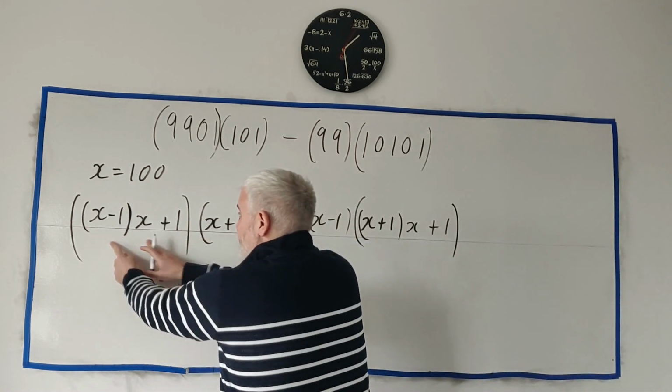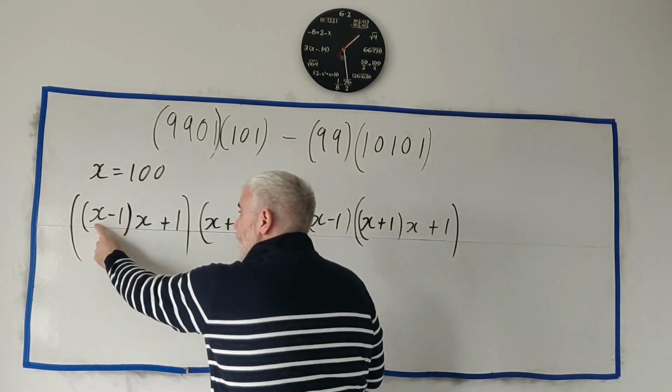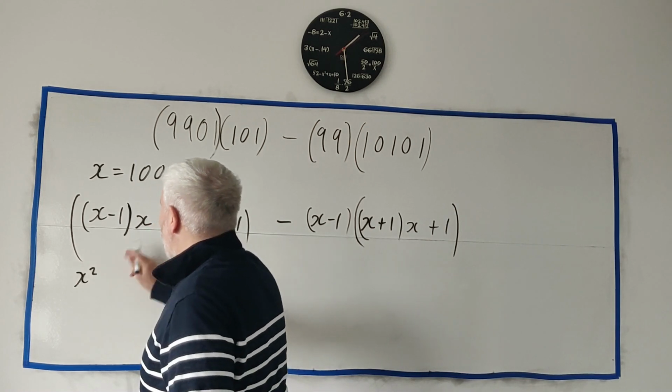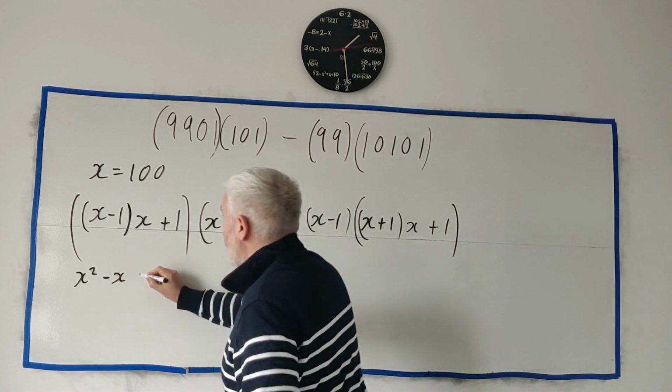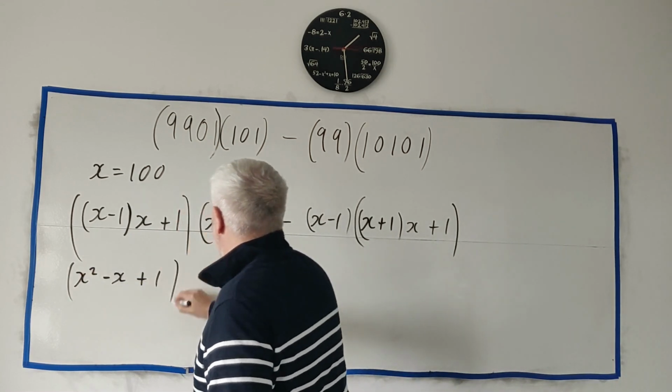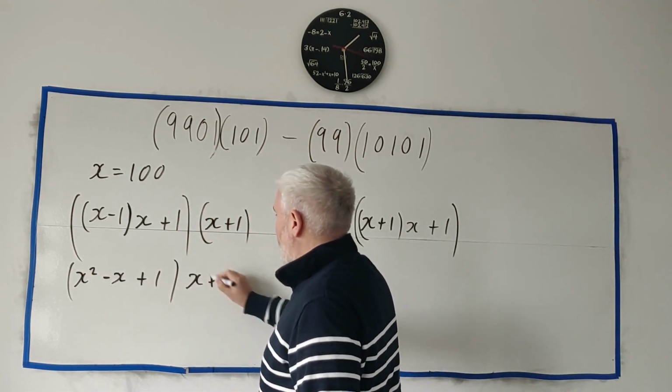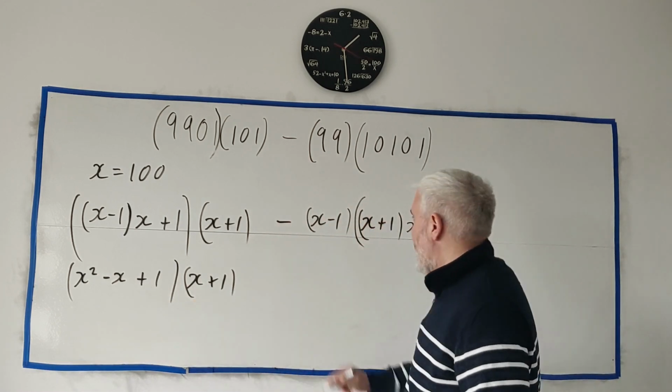Let's start inside here. This x multiplied by here, we'll get an x squared. X by minus 1, we'll get minus x. Then plus a 1 on here. And that's multiplied by x plus 1. We'll go ahead and multiply that out next line.